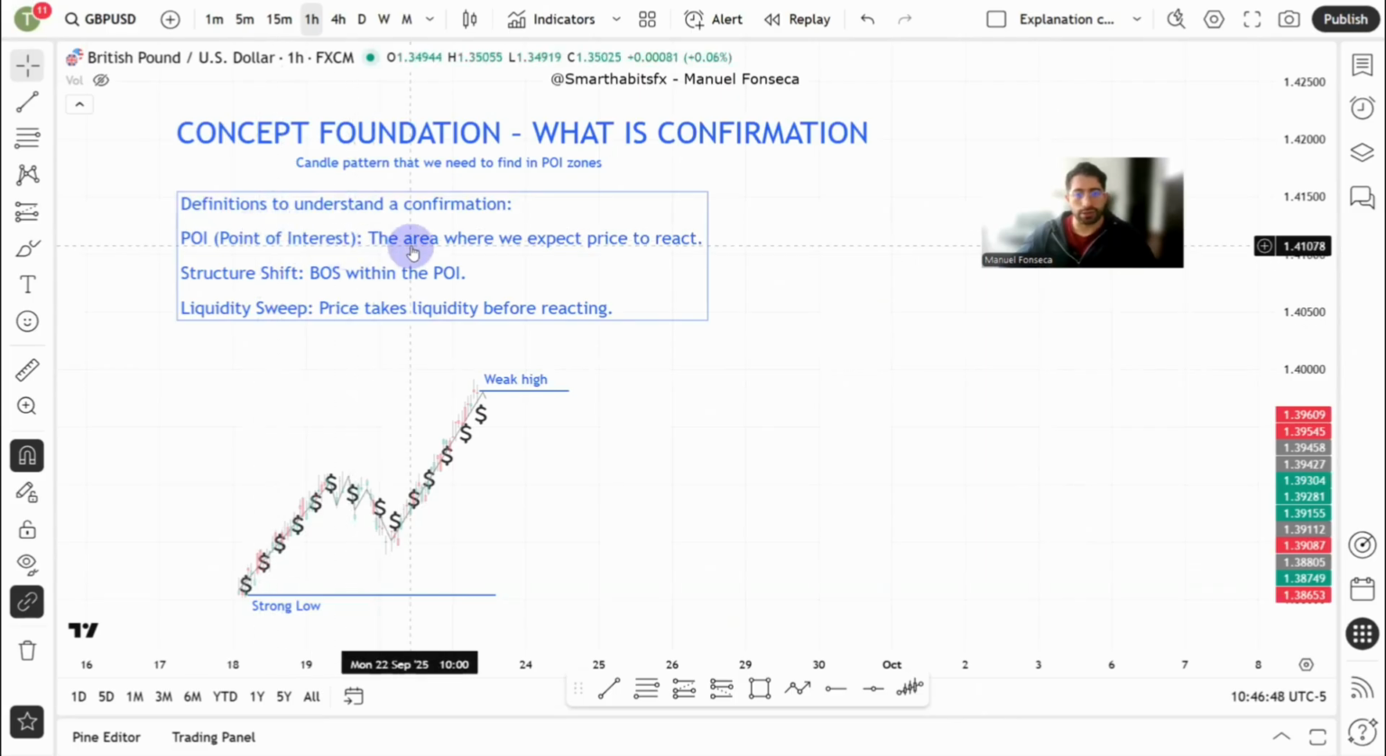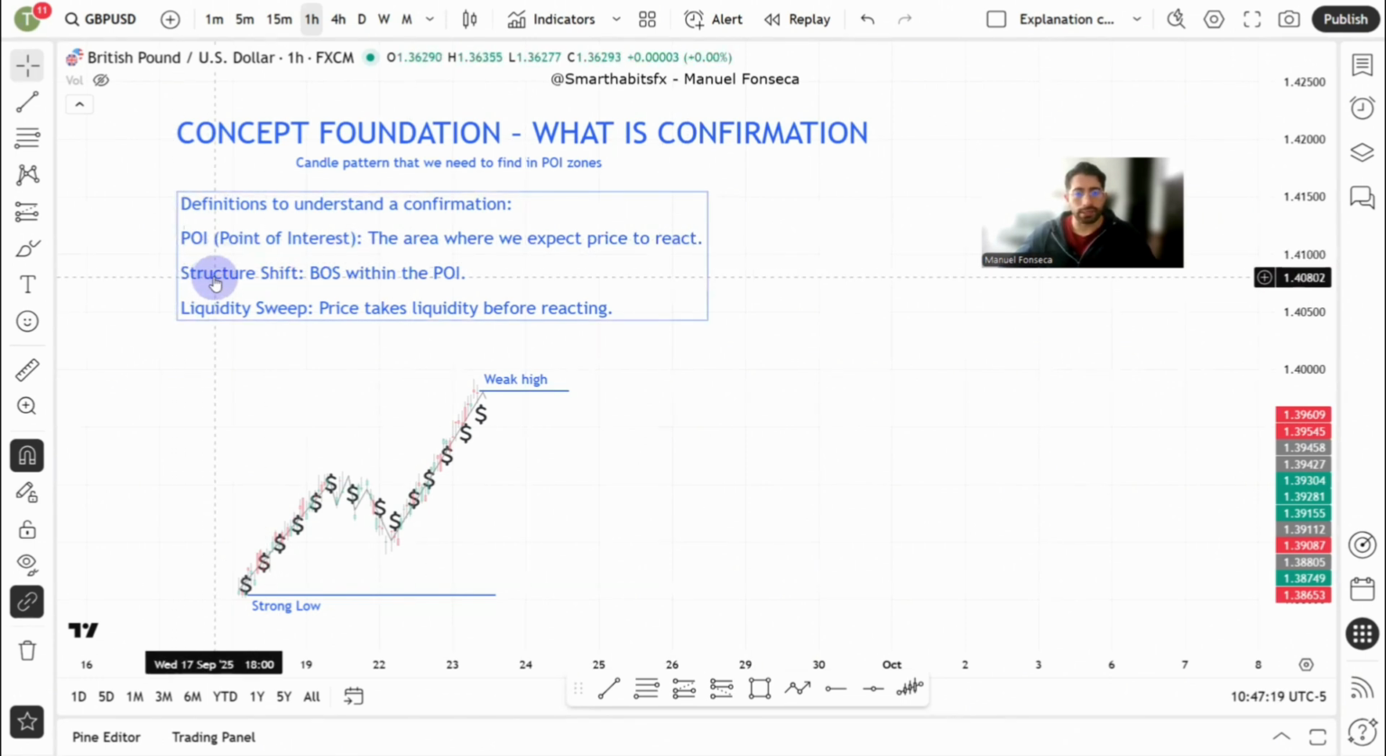The points of interest are the areas where we expect the price to react. Remember that the points of interest are mostly composed of order blocks or imbalances that are located in certain zones of the market. And once we spot them, there is a probability of reaction. So there is where we're gonna try to find these confirmations.